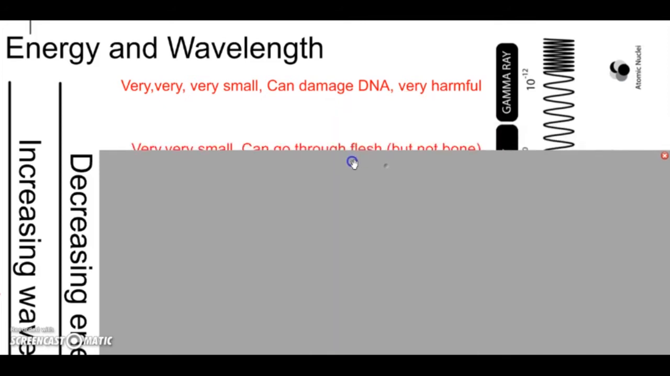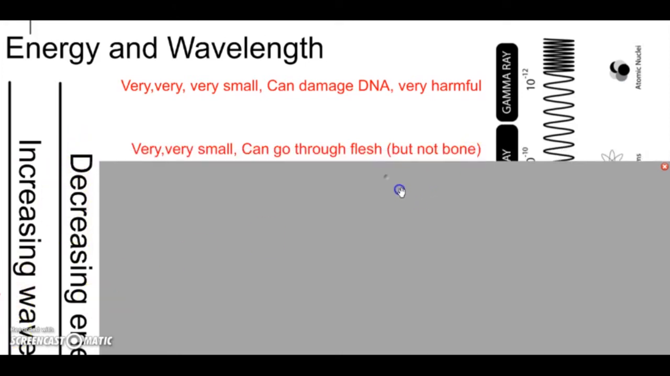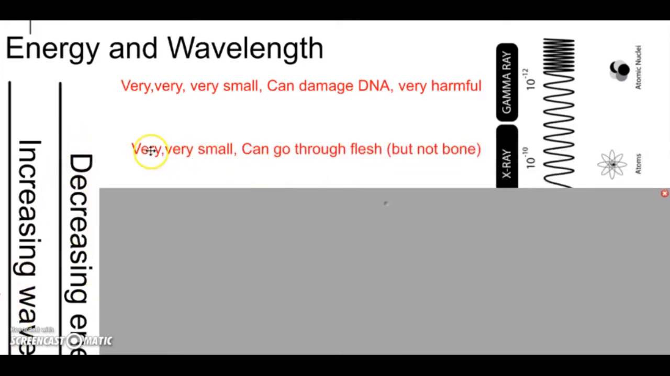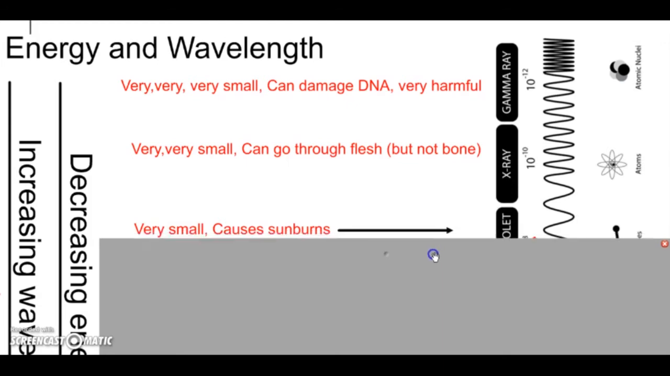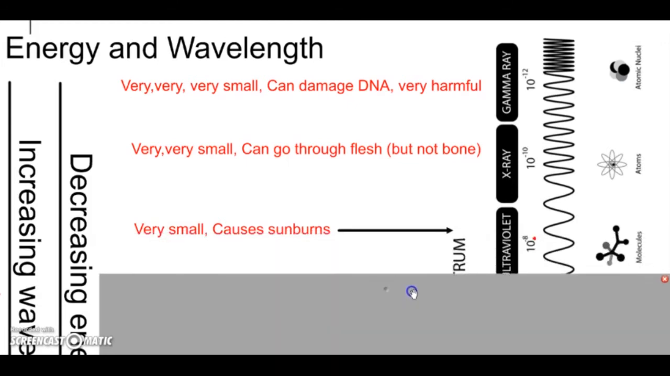Moving down, so increasing in wavelength but decreasing in energy, is the X-ray. Now X-rays are very, very small still, and they can go through your flesh, meaning your muscles and your tissues and your skin and blood and everything else, but it cannot go through your bone. This is why X-rays are basically pictures of your bones. So that's X-ray.